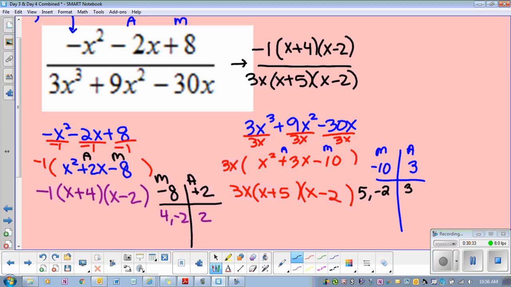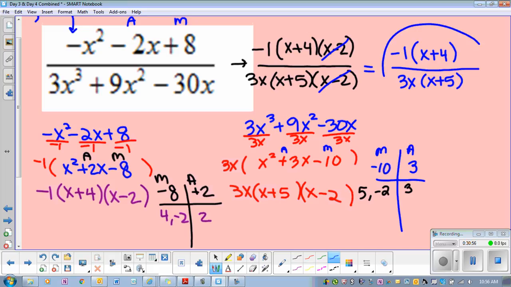Am I going too fast? Yeah. All right. Now, what can I cross out? X minus 2. X minus 2's. So let's rewrite this guy. So my final simplified expression is there. Yes? Yep. Okay. Questions? Comments?